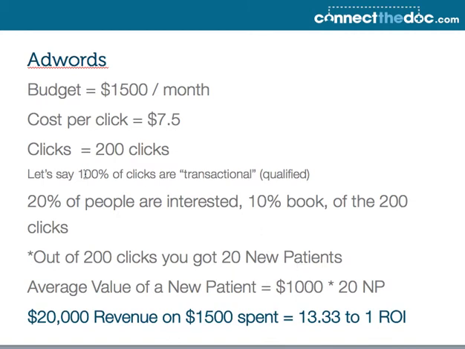So even though you're getting fewer clicks, you're getting more qualified clicks, and you're actually able to generate $20,000 in revenue on $1,500 spent, which in this example is going to be 2 times as effective as search engine optimization. Again, please notice that this is just an example. Everyone's going to have different results based on how effective their campaigns are, how effective their SEO is, if their website is delivering results. They have conversion tools like Connect the Doc on their website to help increase the number of patients who do end up booking from your website.